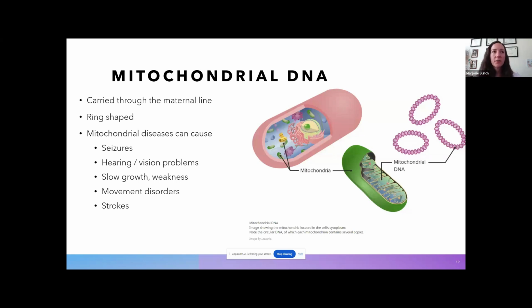Mitochondrial DNA looks a little different. It's ring-shaped. And I think it's important for this audience to know about mitochondrial DNA because diseases and mutations in mitochondrial DNA can often cause seizures and brain problems, hearing and vision problems, slow growth, weakness, movement disorders, and even a tendency for strokes, things like that. So it does come up in neurology a bit.